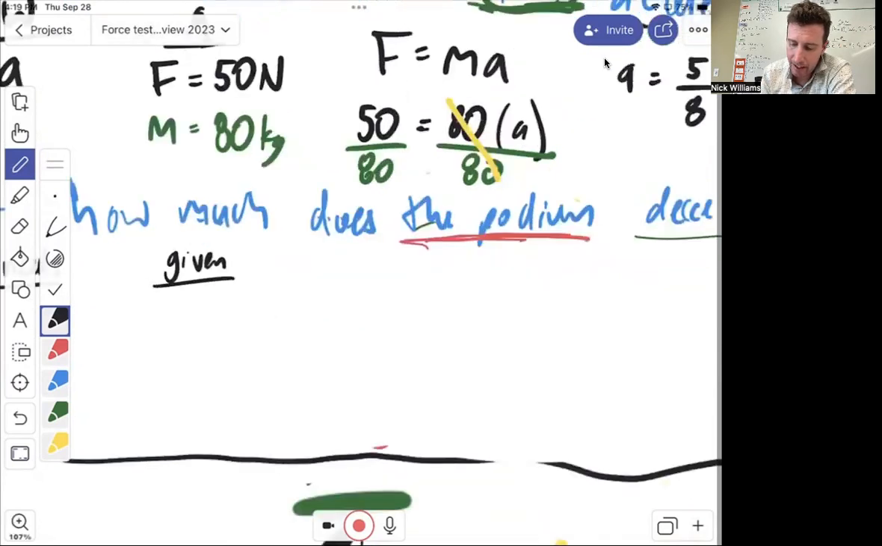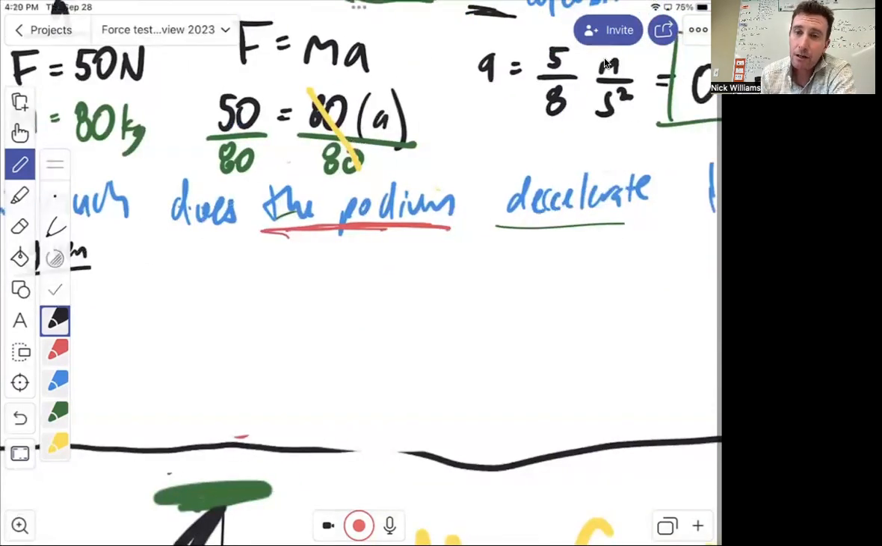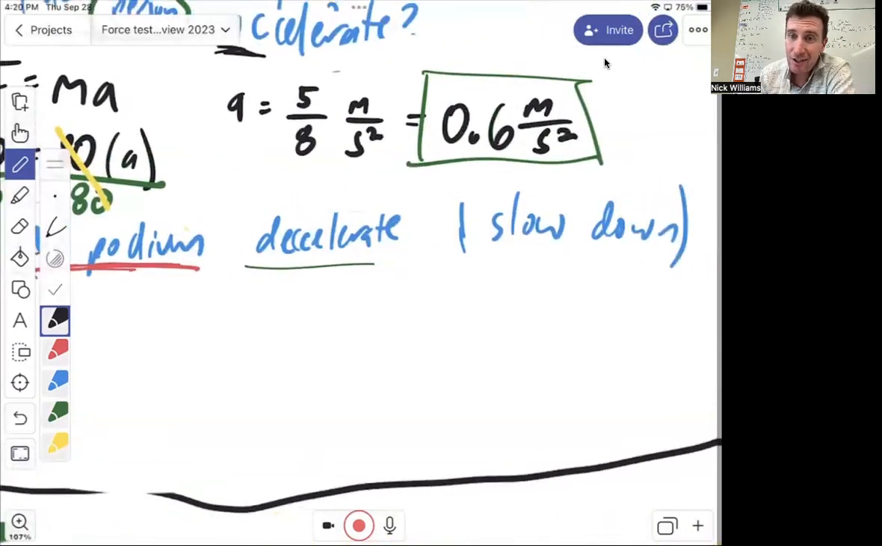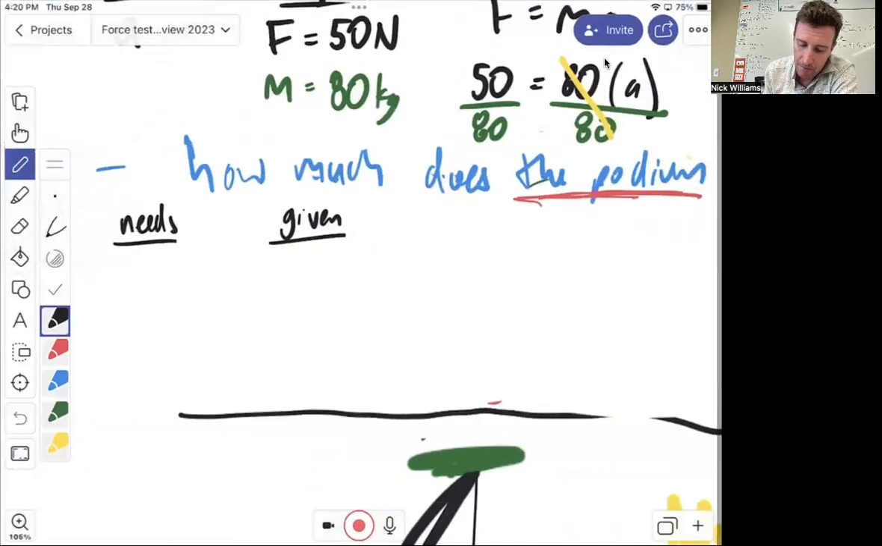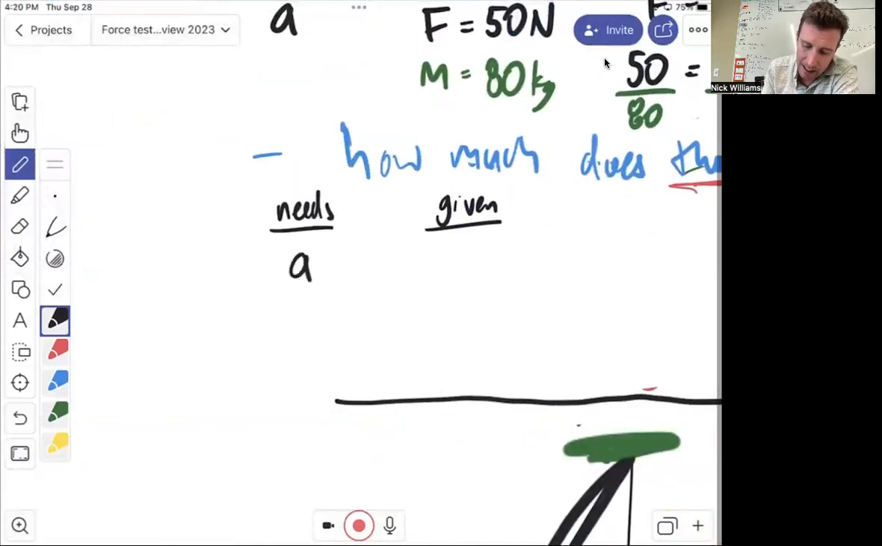My need in this case is deceleration. Deceleration is just acceleration in a slowing manner, so it's the same as an acceleration. My need is an acceleration, but it's a slowing down acceleration, so I call it a deceleration.